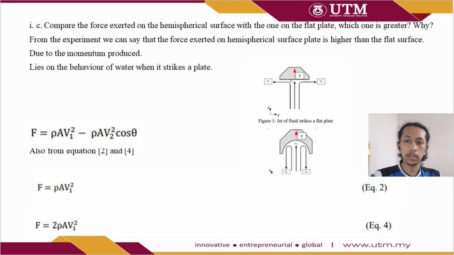And from equation 2 and equation 4, you can see that F is rho AV1 squared for the flat plate, and for the hemispherical surface it is 2 rho AV1 squared. You can see from the equation that the force for the hemispherical surface is greater than for the flat plate. As you can see, it is 2 times greater.